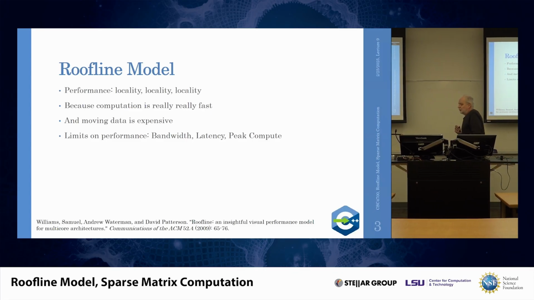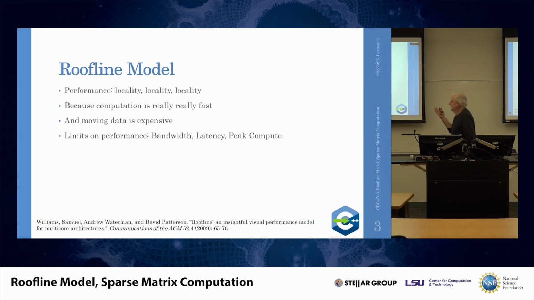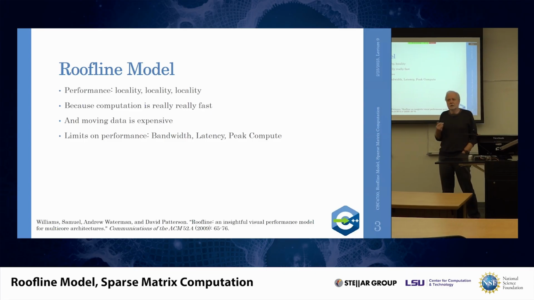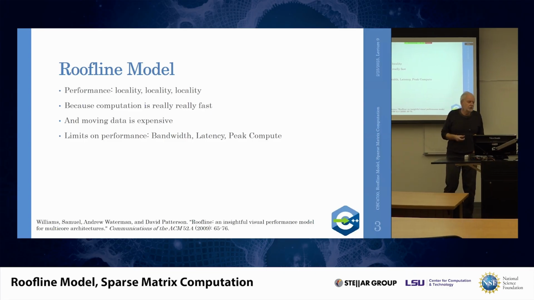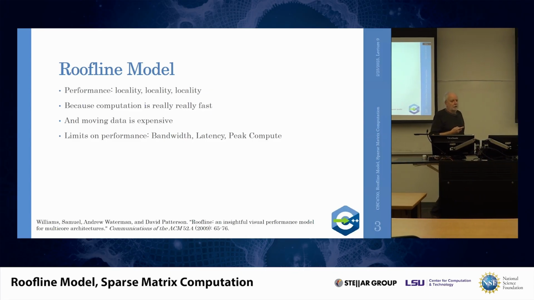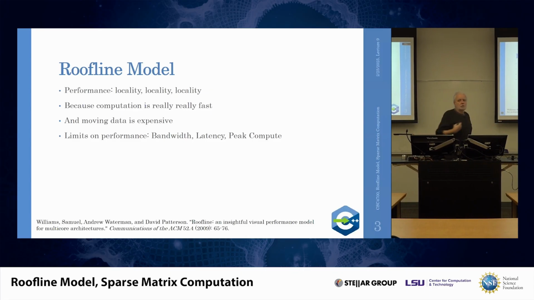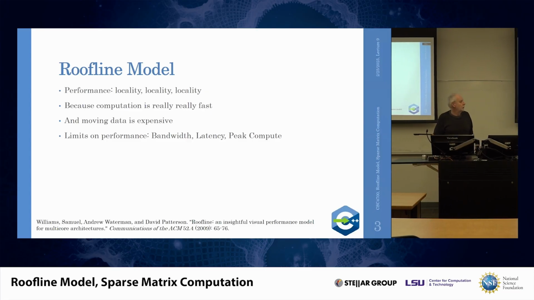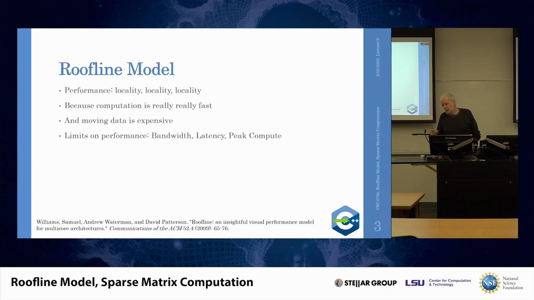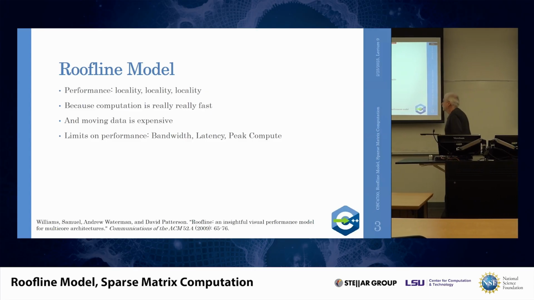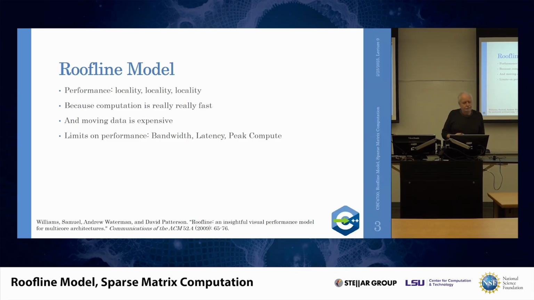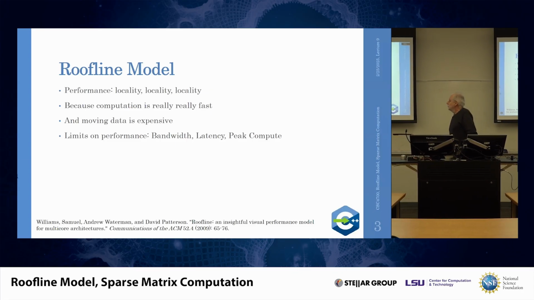So we have to analyze both limits. On one hand, we have a limit in terms of what the computer can do in terms of floating point operations, theoretically. And on the other hand, we have to think about how much data we can actually move from and to the main memory in a certain amount of time. So we are interested in bandwidth, which is the amount of data we can move, latencies, how long it actually takes to do that operation, and peak compute performance.